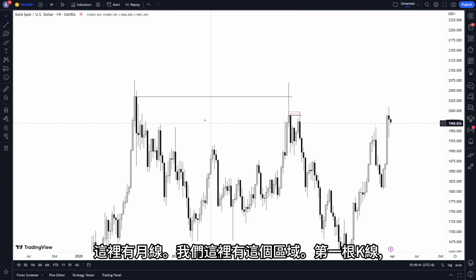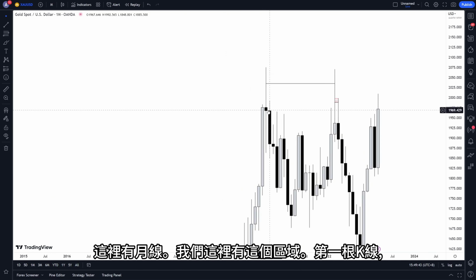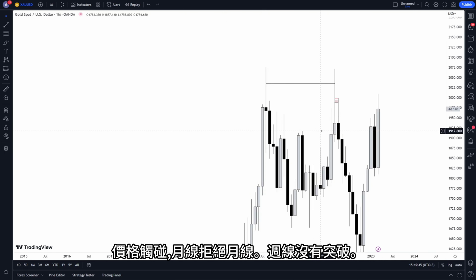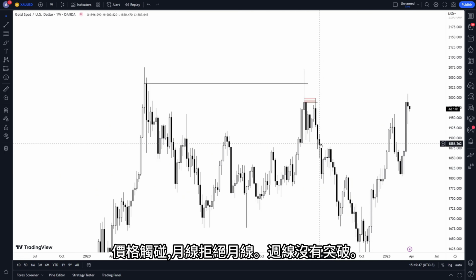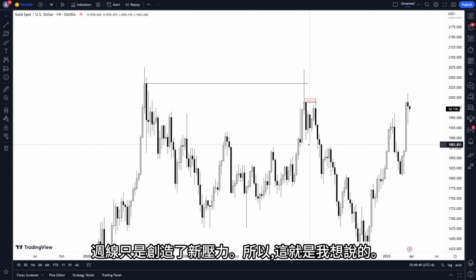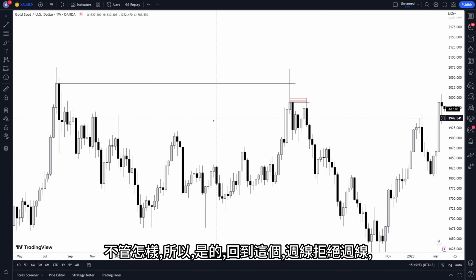Similarly over here, we have monthly over here. We have this zone here. The first candle, price touches, monthly reject monthly. Weekly didn't break out. Weekly just created a new resistance. So that's what I wanted to say. Anyway, coming back to this weekly reject weekly daily.